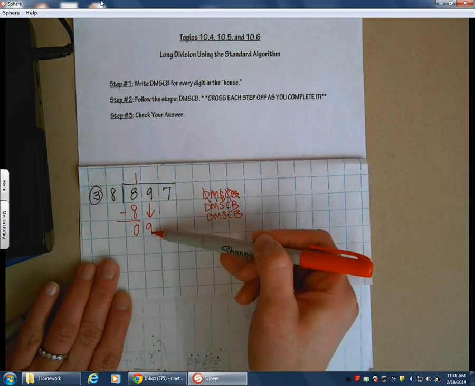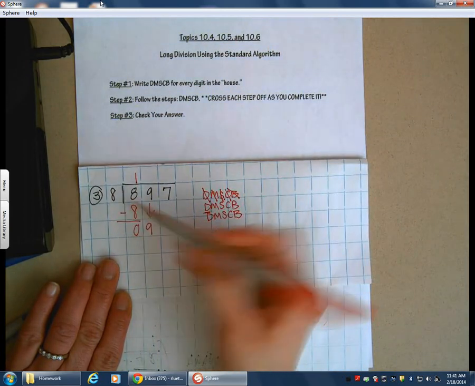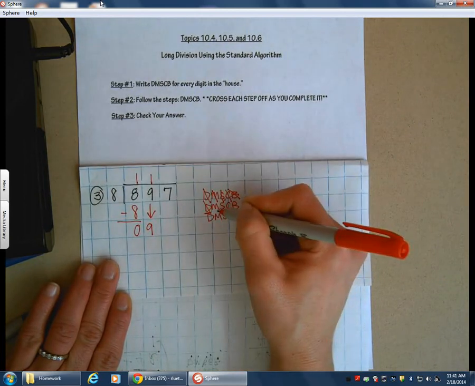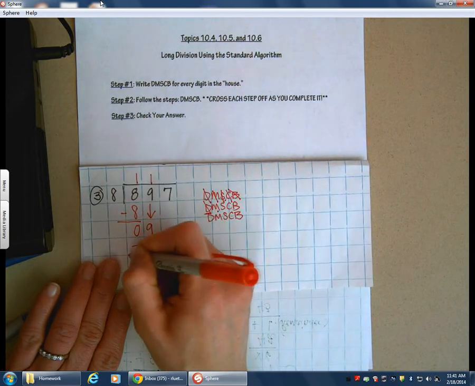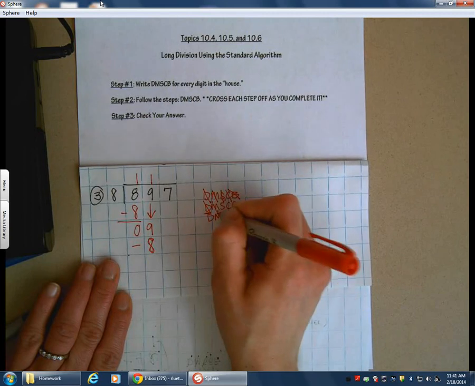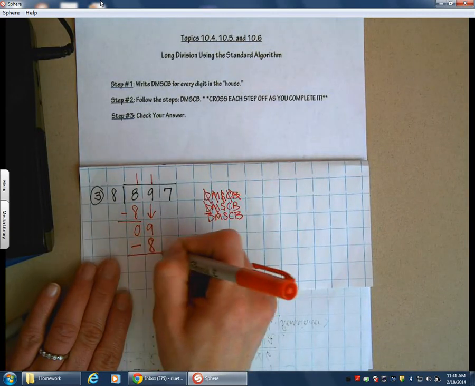Your new number is a 9. You have to start with division again. 9 divided by 8 is 1. Cross it off. Multiply. 1 times 8 equals 8. Oops, write down your 8. Cross it off. Subtract. You have to now take away that 8 from the 9.